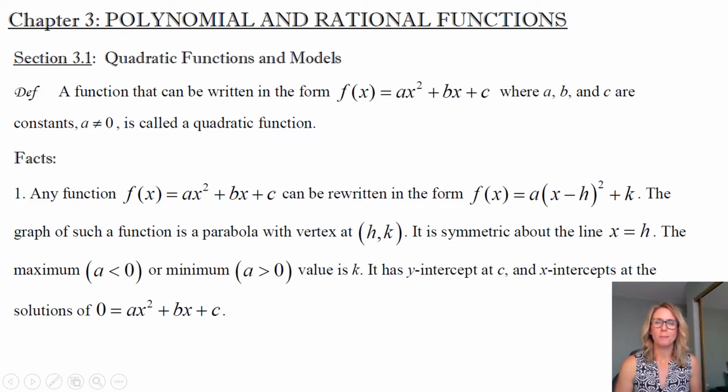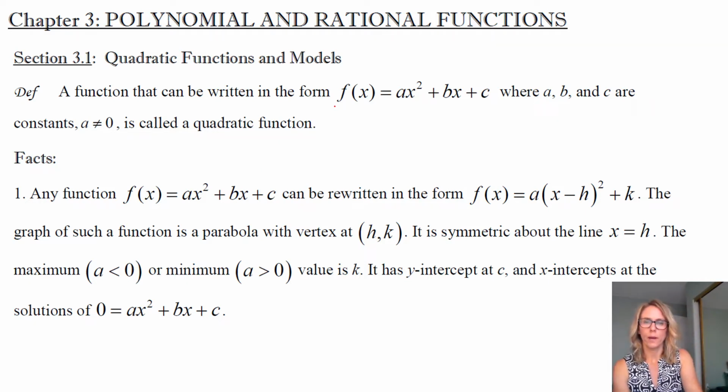So now we're in chapter 3, polynomial and rational functions, and our first section is section 3.1, which is quadratic functions and models. So quadratic functions are functions that are polynomial but have a highest degree of 2. So they're kind of special because we do see them a lot.